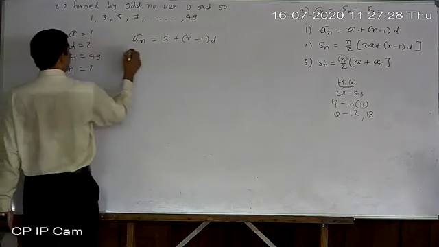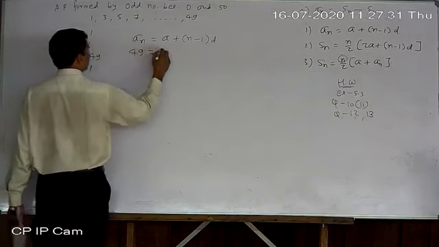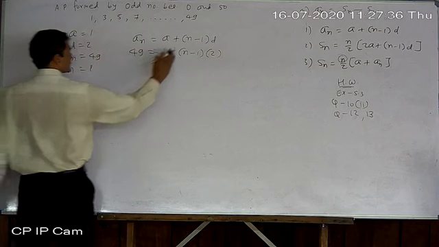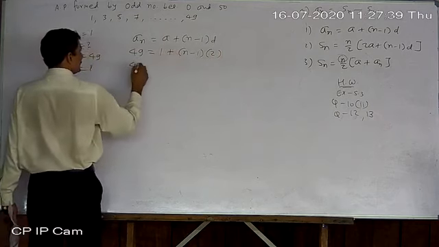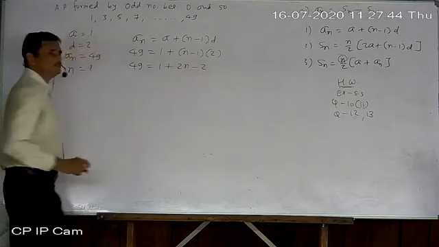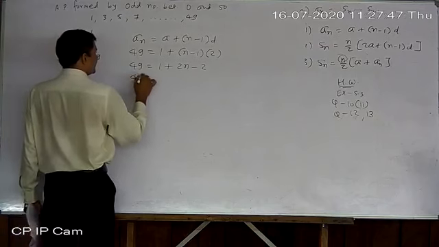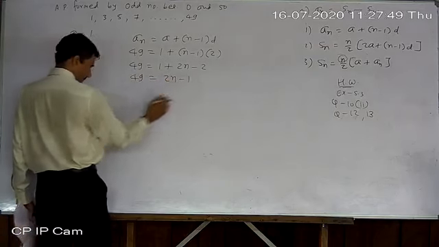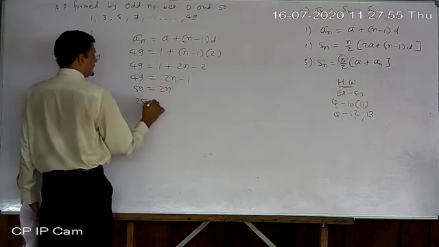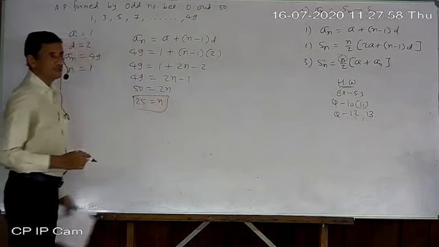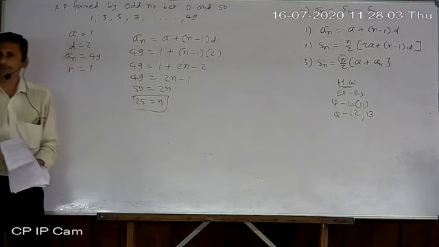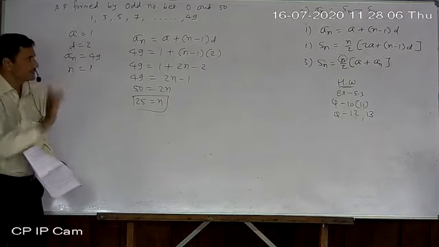Write down all the values listed here: 49 equal to 1 plus n minus 1 into 2. So 49 equal to 1 plus 2n minus 2. So 49 equal to 2n minus 1, plus 1, 50 equal to 2n, divide by 2, 25 equal to n. So we got n equal to 25. Now we can find Sn. How?